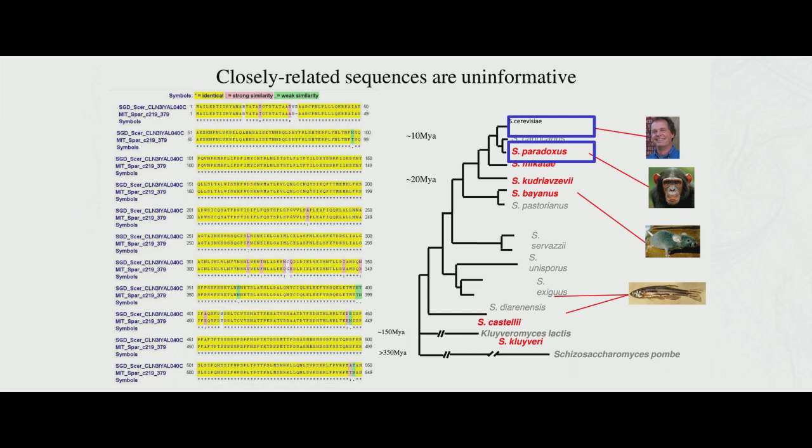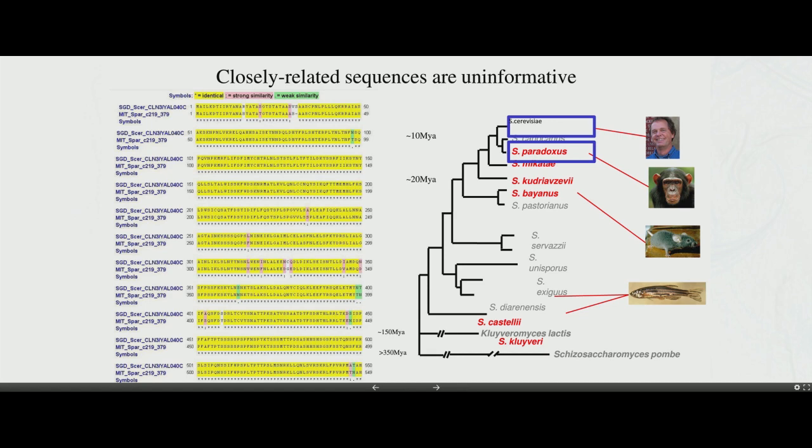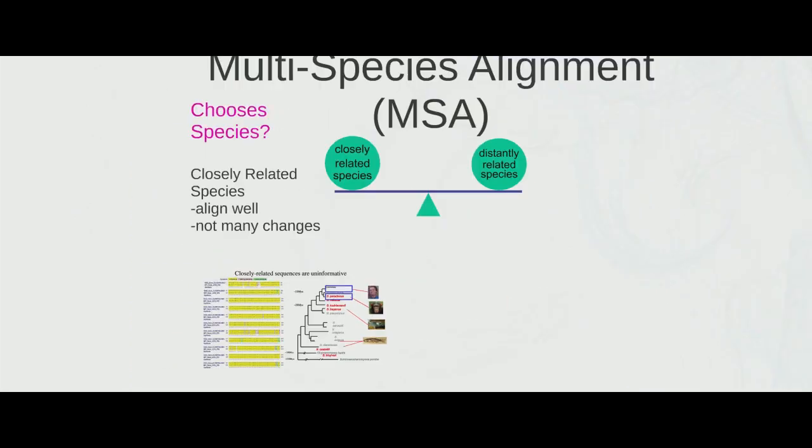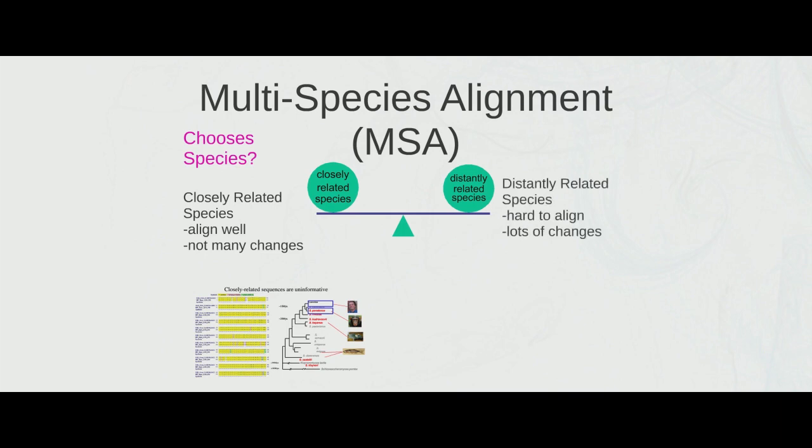So, not a big surprise, closely related species have mostly identical sequence, and the regions that aren't identical are fairly sparse, so we can't get a great picture of overall conservation. On the other hand, if we use distantly related species, the problem is it's really hard to align the sequences because there's too much difference. So if you can't align the sequence, you can't ask what is the similarity between different positions. But the good thing is that you do see a lot of changes.